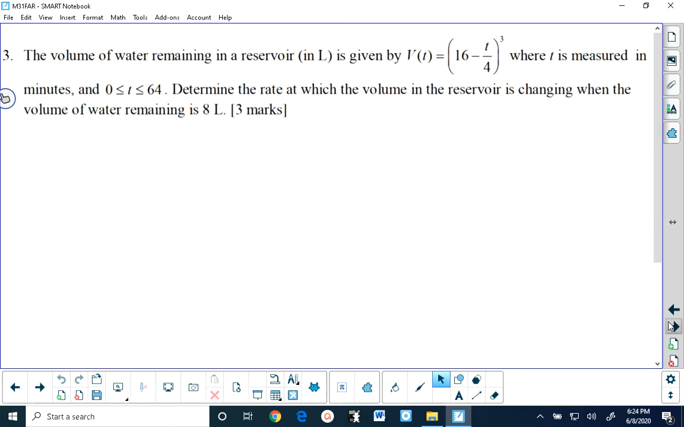This is not a related rates question, it's just asking you to find a rate of change of volume with respect to time. One of the things you will notice when you look at this final assessment is I didn't put any max-min problems in, and I didn't put in any related rate problems. The reason is I've evaluated you enough with those ideas.